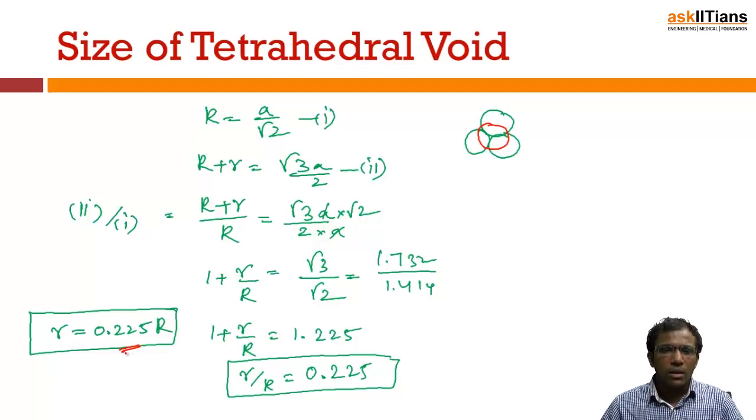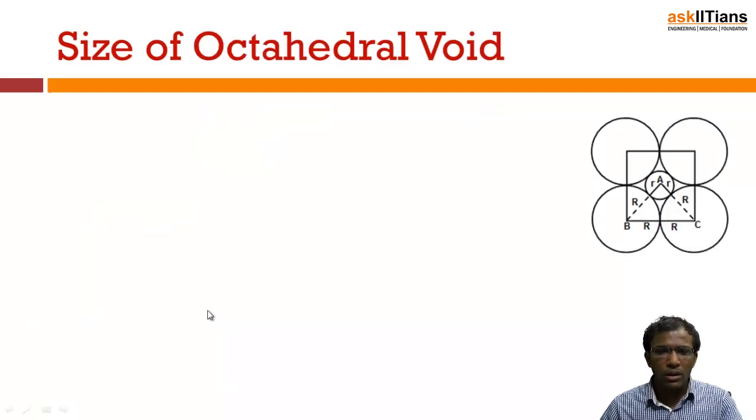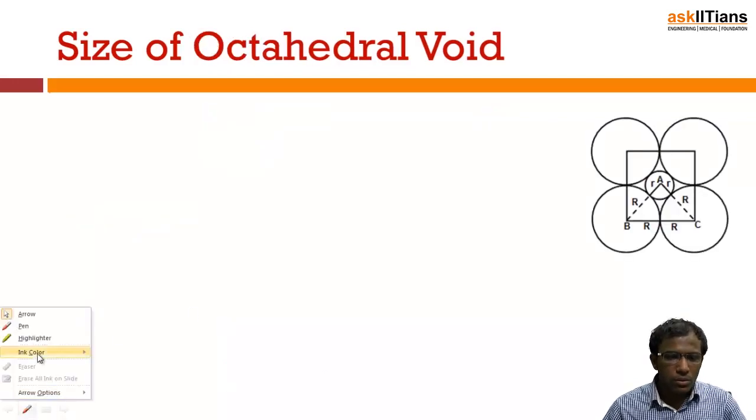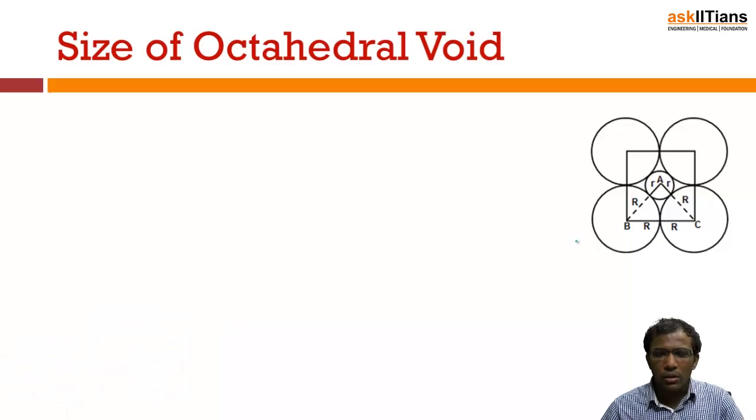So let's derive the size of the octahedral void. Okay. In case of the octahedral void, we have 4 spheres in one plane, and there is one sphere above the plane and one sphere below the plane. Okay. So one sphere above and one sphere below, you will get an octahedron, and at the center, if you fit in a particle, the radius of that particle is, say, suppose small r.